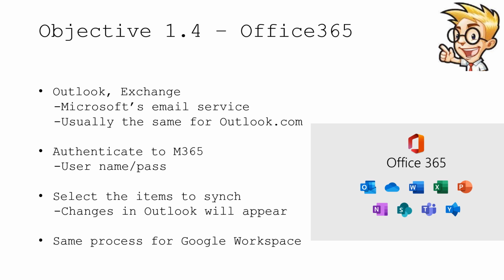This is the one that requires you to authenticate to Microsoft 365, and this is often just a username and password. Once you add that authentication, you then gain access to your email settings, and you're able to enable or disable different items that you want to synchronize with that service.